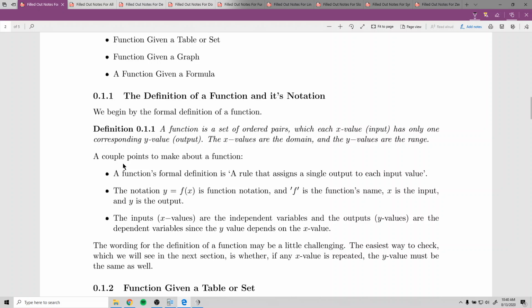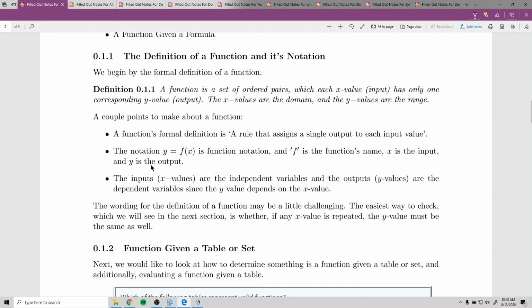And so a couple points to make about a function. Kind of the formal definition of a function is that it's a rule that assigns a single output to each input value. The notation for a function, you probably have seen this before, y equals f of x, is function notation. F is the name of the function, x is the input, and y is the output. So the input's what goes inside the parentheses. That's going to be important as we go through.